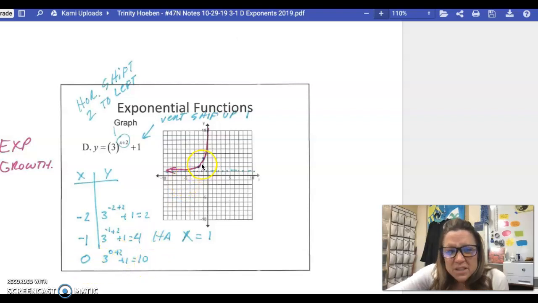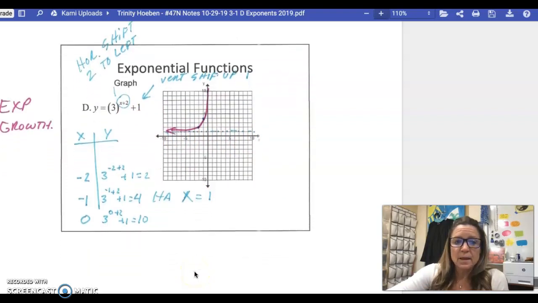So you can see those points on there very lightly in blue. And whatever number this is, that's where your horizontal asymptote is going to be. So dash that in, and that's it.